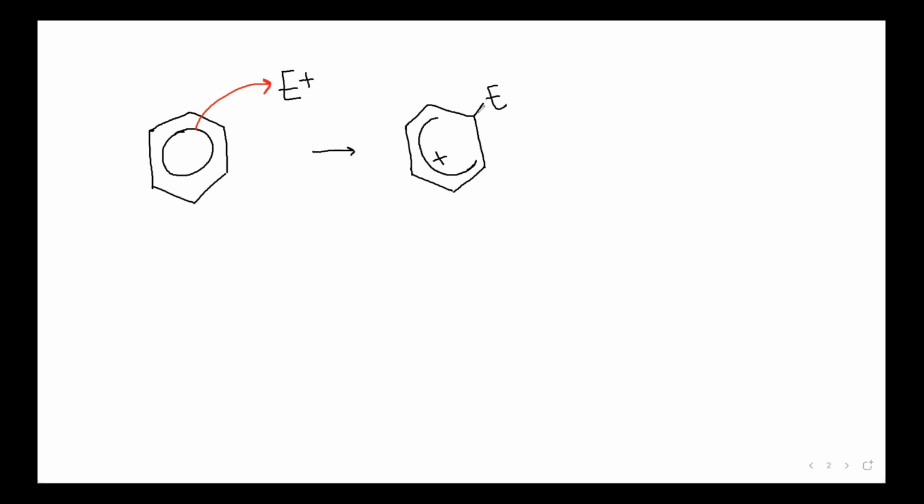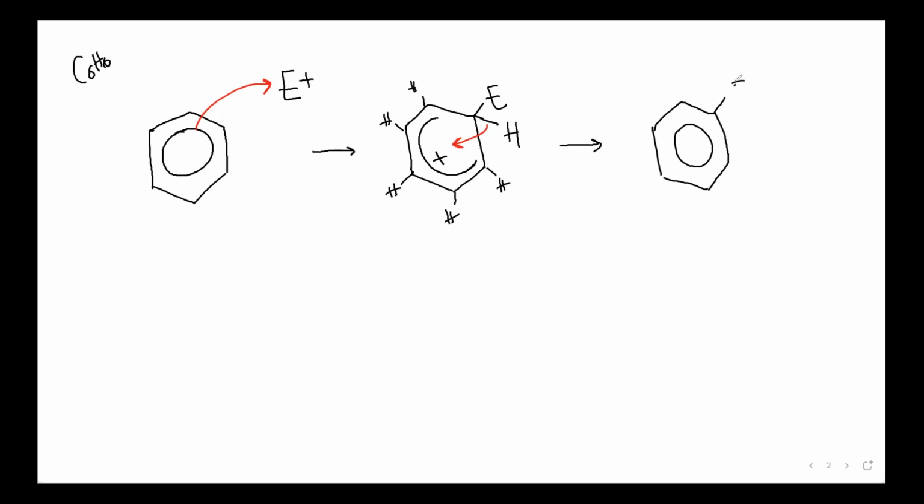The aromatic ring is extremely stable, so it will always reform the aromatic group. That's why in the next step, we write the hydrogen. Of course, remembering that hydrogen is present on each of the carbons, because we know that benzene is C6H6, so it has 6 hydrogens. The electrons will go back to the ring to form our substituted benzene and H+ as the side product.